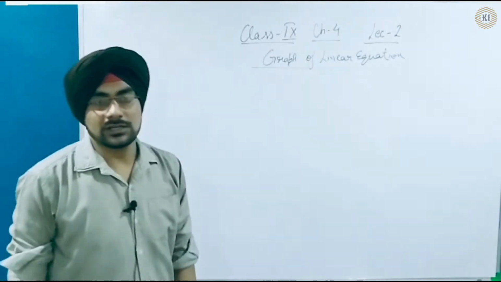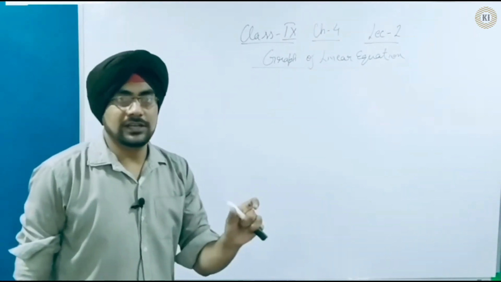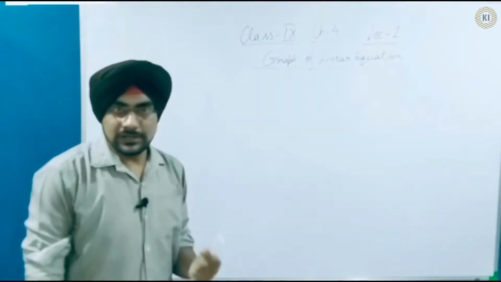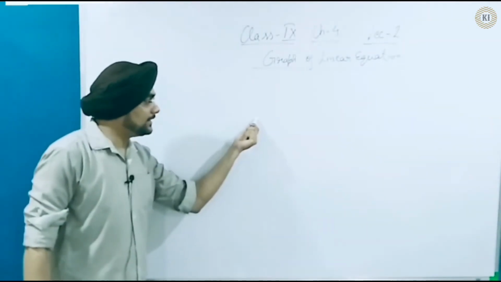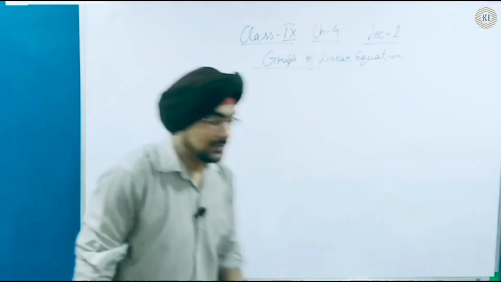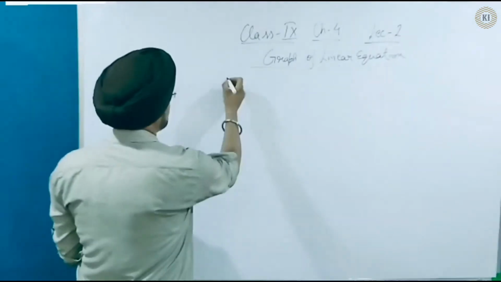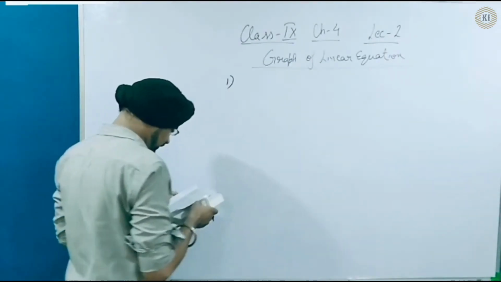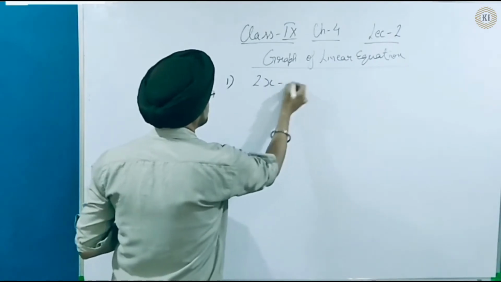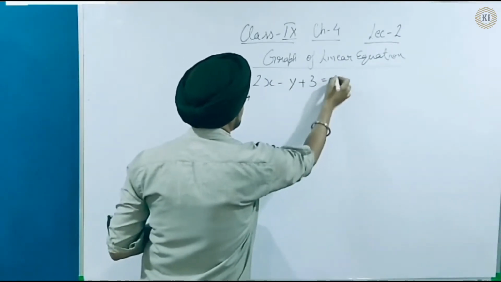We are going to plot the graph of a linear equation. I will explain with the help of an example. Let us take one example here. Suppose the question is: draw the graph of 2x minus y plus 3 is equal to 0.